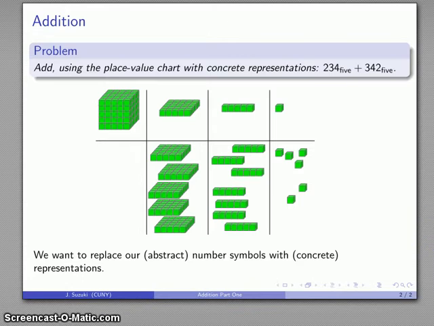Well, I'm not quite done yet. I actually want to find what that sum is, so I'll go ahead and do the bundling and trading. So remember, I'm working in base 5, which means that anytime I get 5 of something, I will be able to bundle it and trade it into the next column.